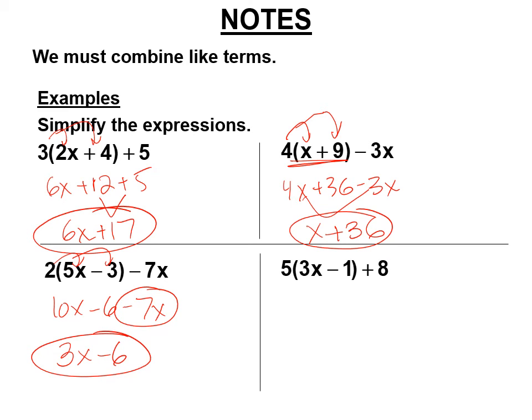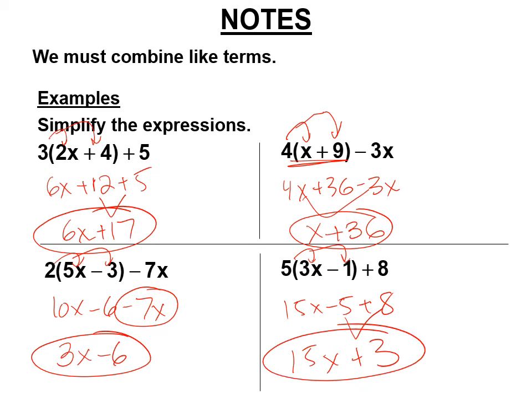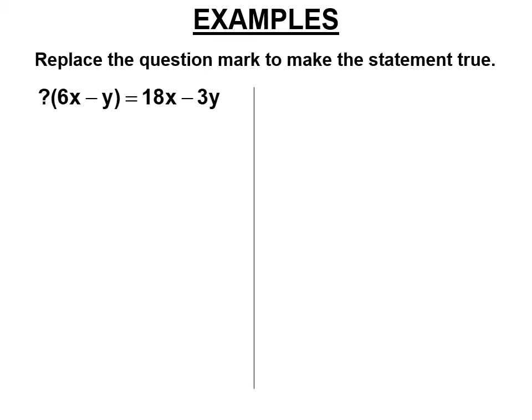5 times 3x, 15x. Minus 5 plus 8. That's negative 5 plus 8, which is positive 3. So you write plus 3. Okay, so what times 6x minus y would have made 18x minus 3y? Well, it's got to be 3. 3 times 6x, 18x. 3 times negative y, negative 3y. The question mark was 3.